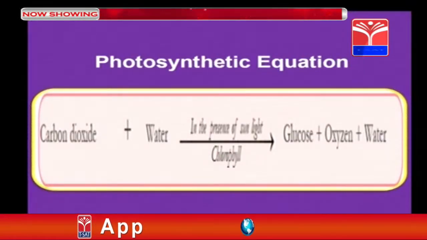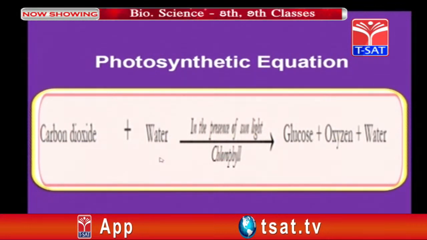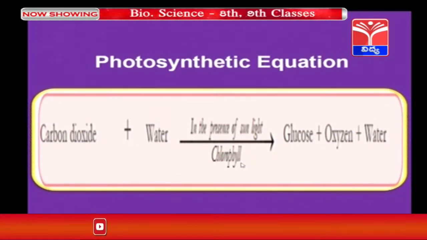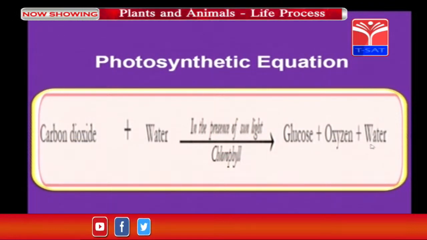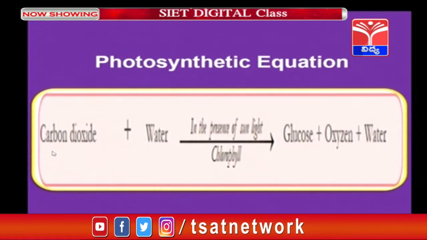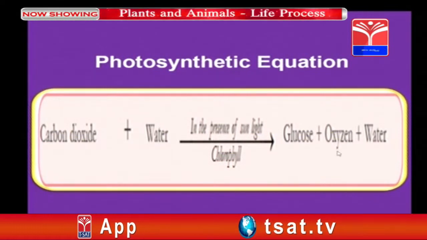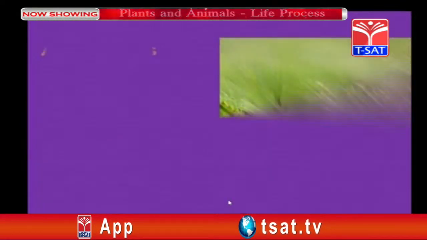This is written in the form of an equation called the photosynthetic equation. Carbon dioxide plus water, in the presence of sunlight and chlorophyll, gives out glucose, oxygen and water. The factors required for photosynthesis are carbon dioxide, water, sunlight and chlorophyll. The end products of photosynthesis are glucose, oxygen and water.